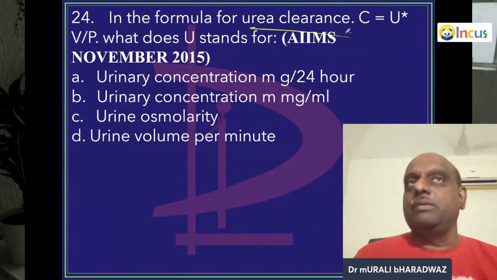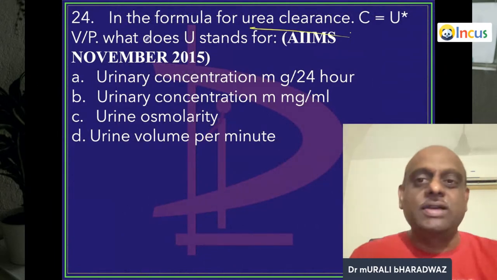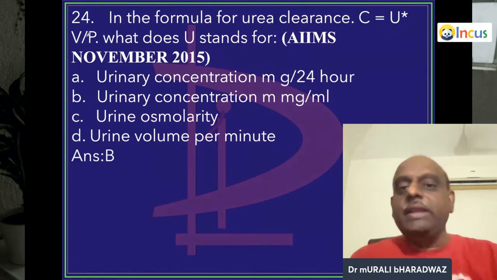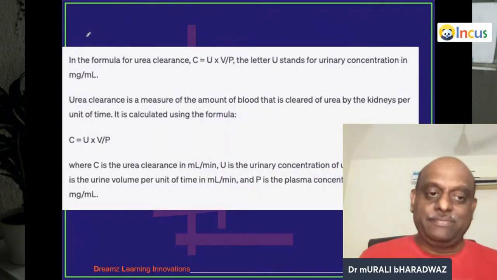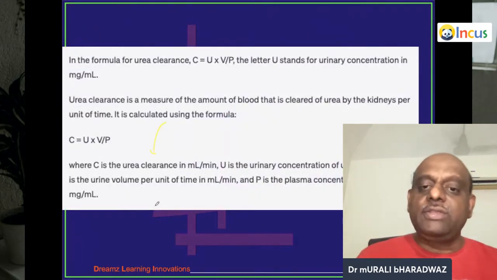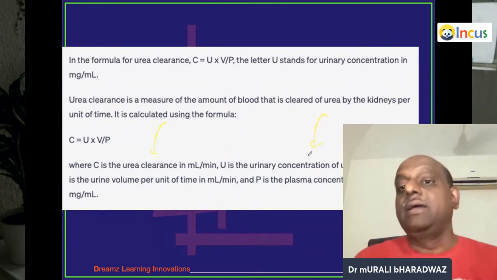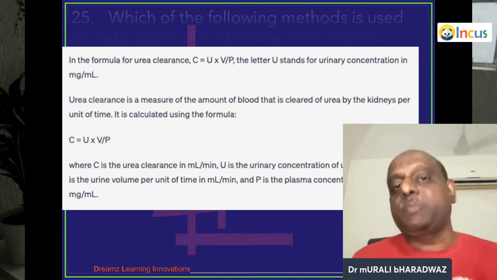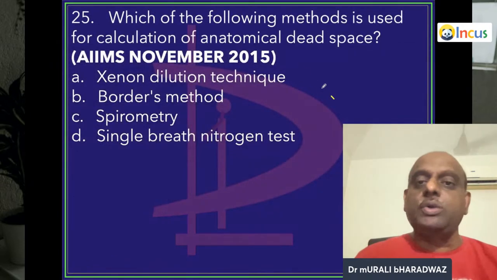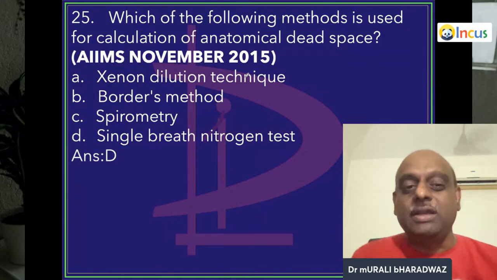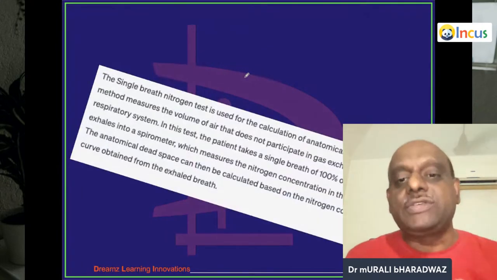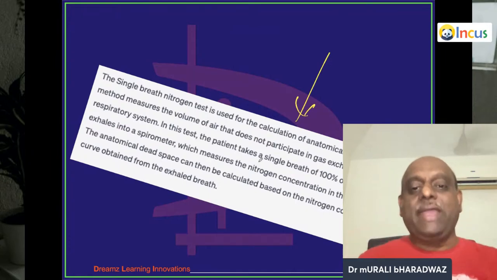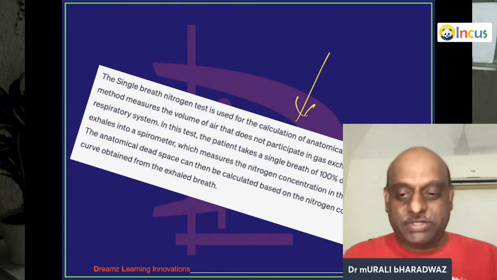In the formula of urea clearance, C is equal to U into V by P. What does U stand for? Urinary concentration in milligram per ml. So C is the urea clearance, U is the urinary concentration of urea in milligram per ml, V is the urine volume per unit of time in milliliters per minute. Which method is used to calculate the anatomical dead space, doctor? It is the single breath nitrogen test, which is used to calculate the anatomical dead space, is what you have to remember, doctor.